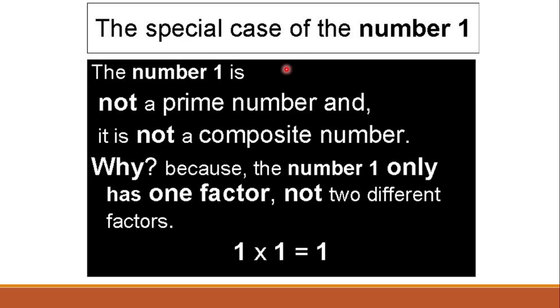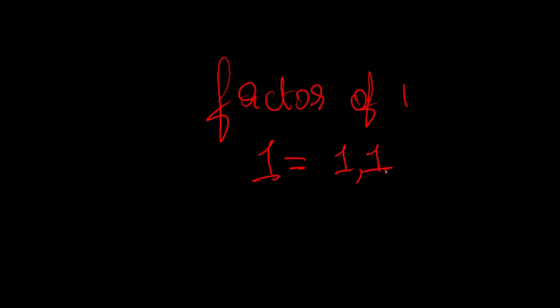Now we have a special case of number 1. So the number 1 is not a prime and not a composite number. Why? Because the number 1 only has one factor, not two different factors. Now, let's find factors of 1. We know that 1 is a factor of every number, so we will write 1 here. And the number itself is a factor of itself only, so here it is 1. So again, we will write 1. So we are repeating a factor 2 times here in the list, right?